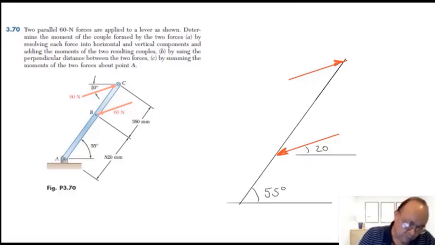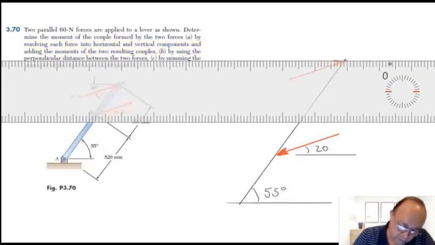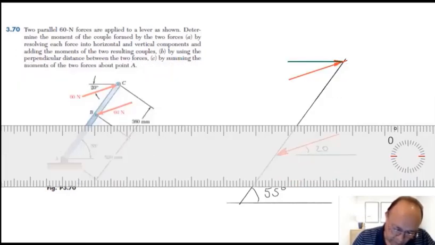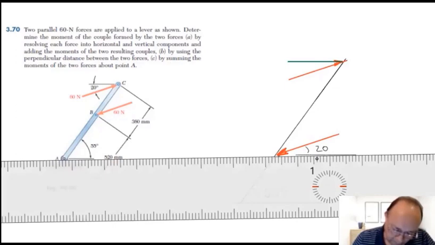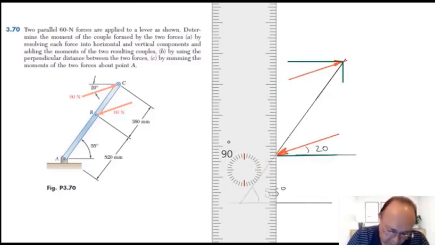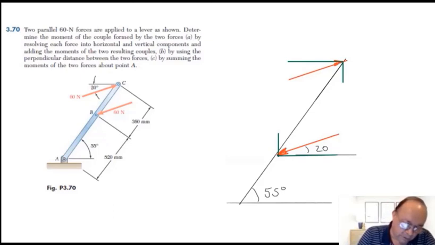This is 20 degrees. Now this problem is telling us first, by resolving each force into horizontal and vertical components. So we have to do horizontal and vertical components. Let's put the horizontal component here, and the vertical components, this component right here, and this component right here. Maybe I should remove this line here, it's kind of confusing.